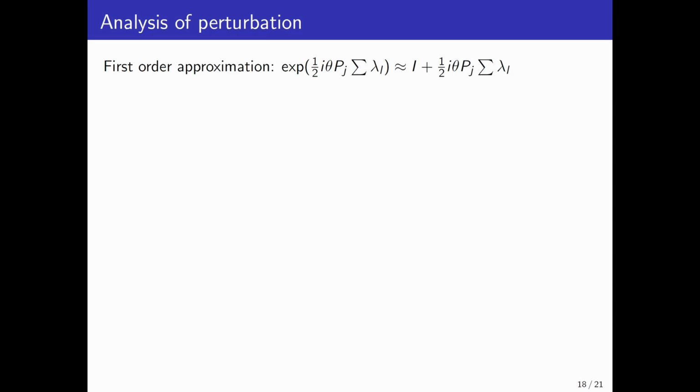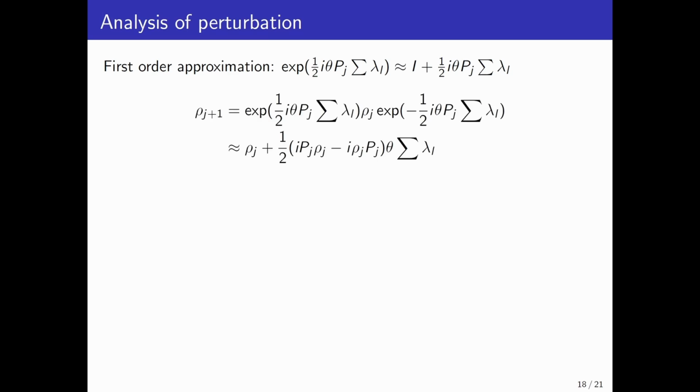With this approximation, we get rho j plus 1 as a function of rho j as follows. Here too, we only work with the first order approximation, so we drop the theta square term in the approximation as well. Feel free to verify this computation. Plugging this into the perturbation expression by linearity of trace, we first get this new expression.